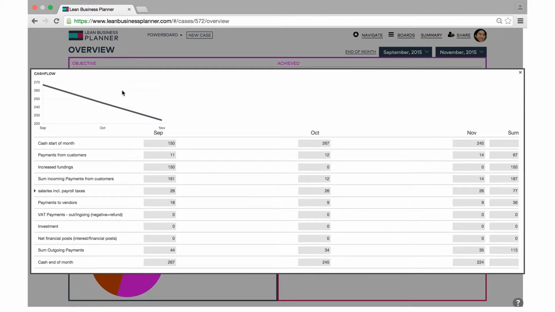Mark changes to the cash flow overview. This is the part of the finances that really matters, he says. We must be able to pay our bills. Luckily, the bridge financing secures the cash flow for the next few months.